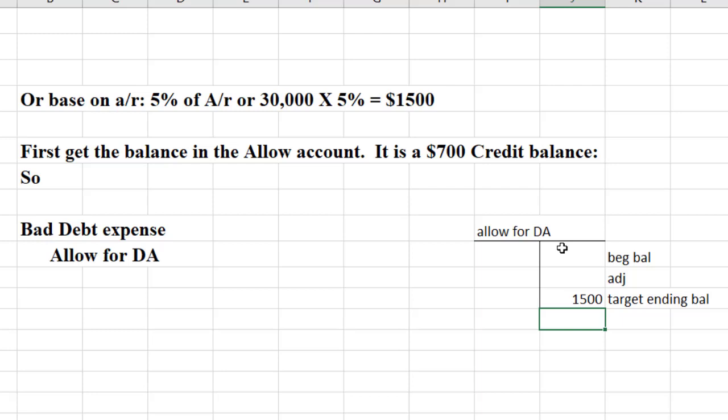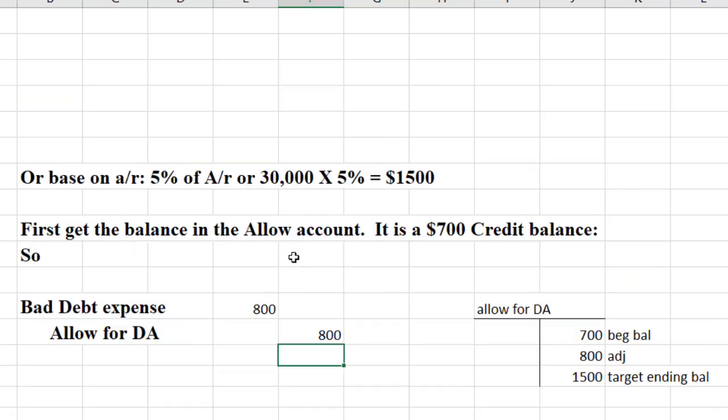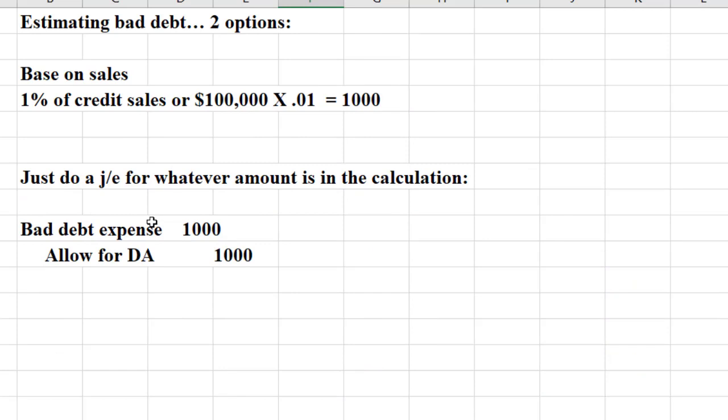And so you need to know your beginning balance in order for this to work. So if your beginning balance is a $700 credit, so that means to adjust the $700 to get to $1,500, we need to adjust it by $800. And that's the amount that you would use in your debit and credit for your journal entry. So in other words, it's kind of a two-step situation where you first find out what your balance is, what you need your balance to be, and then what the adjustment needs to be. This is different if it's based on sales. You don't care what the balance is, you just put that amount in.